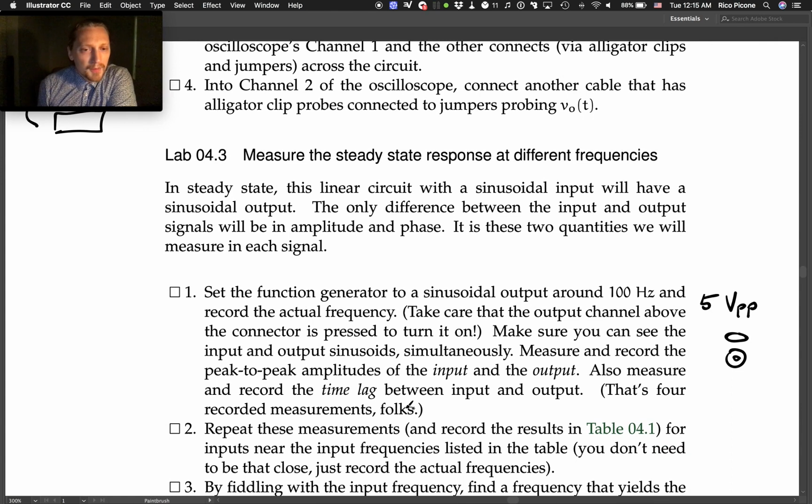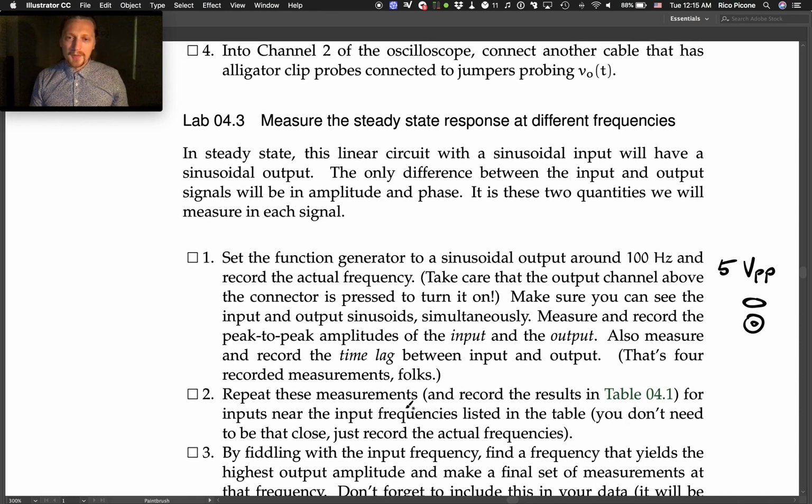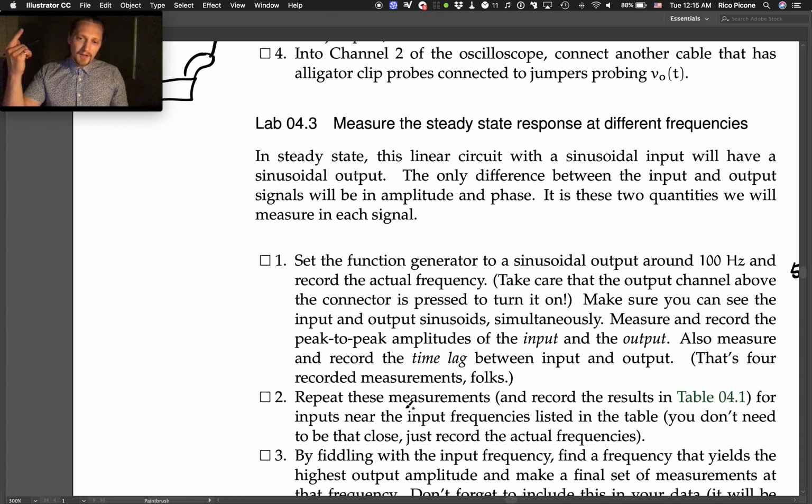measure and record the peak-to-peak amplitudes of the input and the output. Also measure and record the time lag between input and output. It's getting late. So that's 4 measurements total. So make sure you get the frequency, the peak-to-peak amplitude of the input, peak-to-peak amplitude of the output, and the time lag.